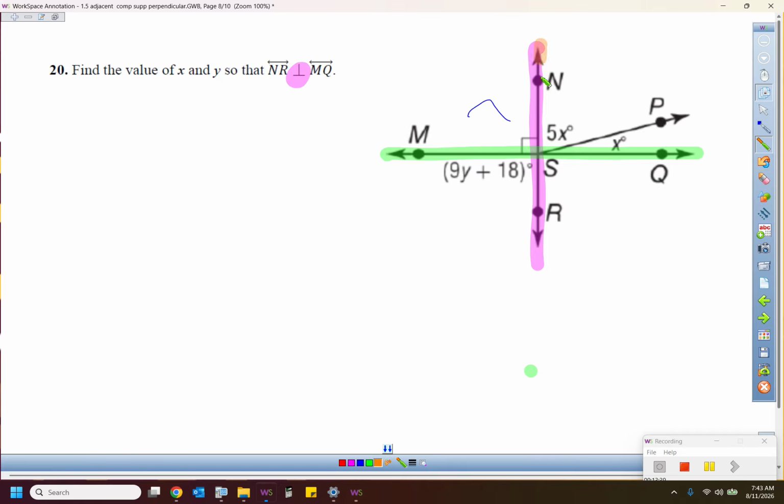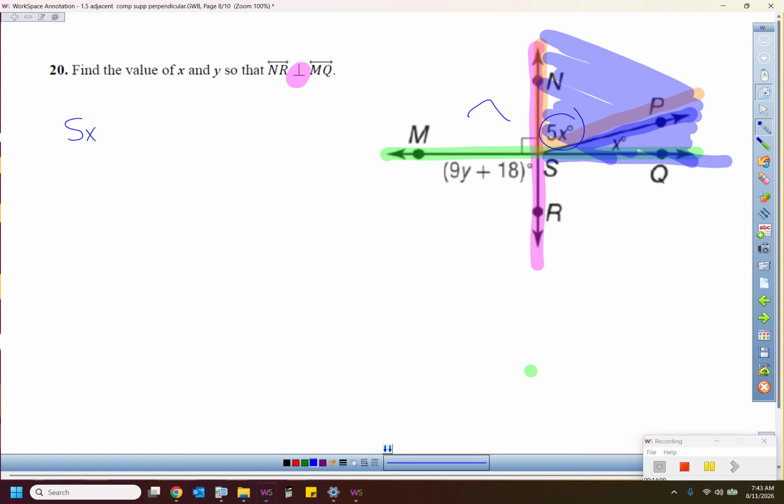So right here, this orange angle and this blue angle, if you put them together, are supposed to make this entire thing, which means that's supposed to be 90 degrees if they're perpendicular. So what we do is we just put them together, and by put them together, I mean let's add them up. So it's 5x, that's this guy right here, plus that 1x should add up to be 90.